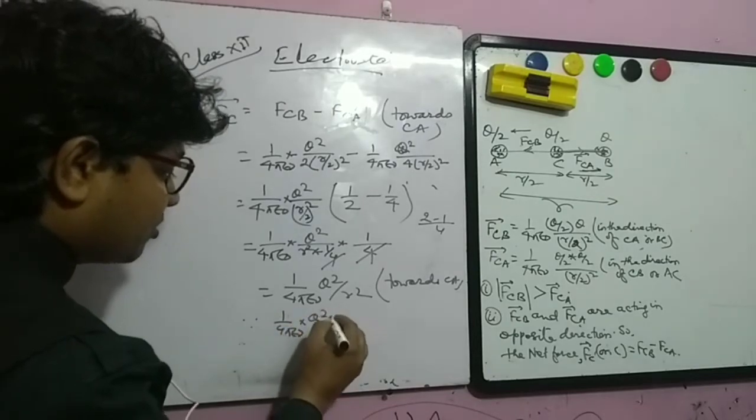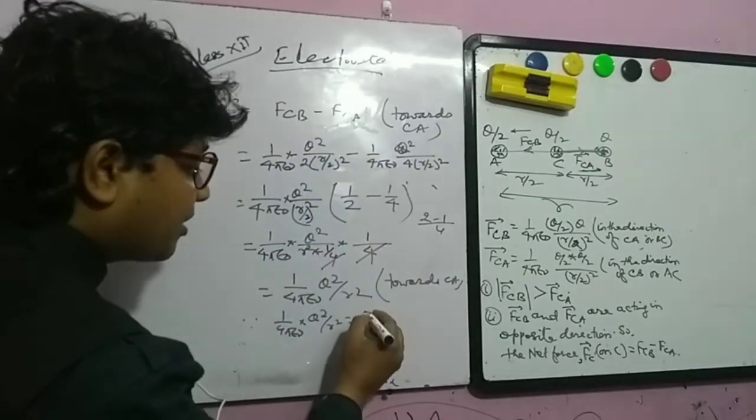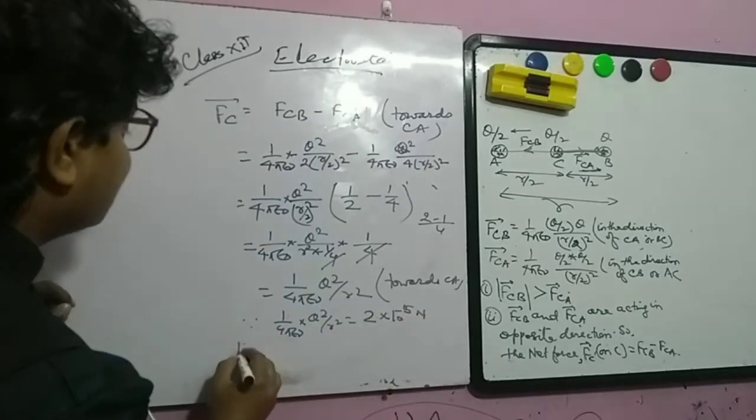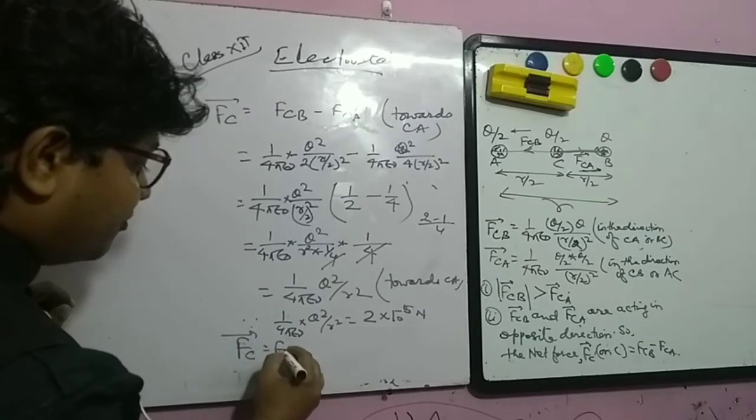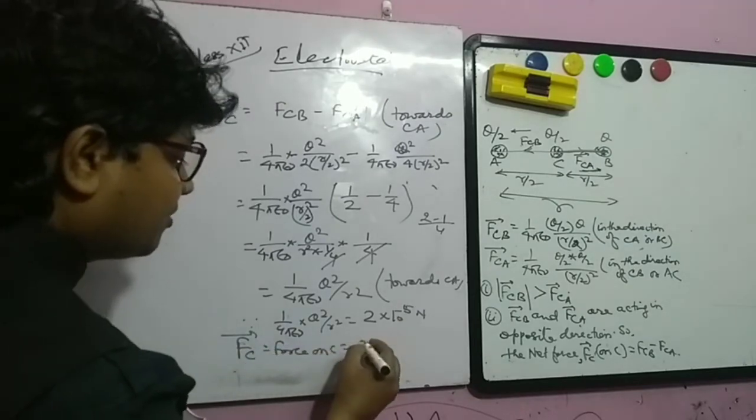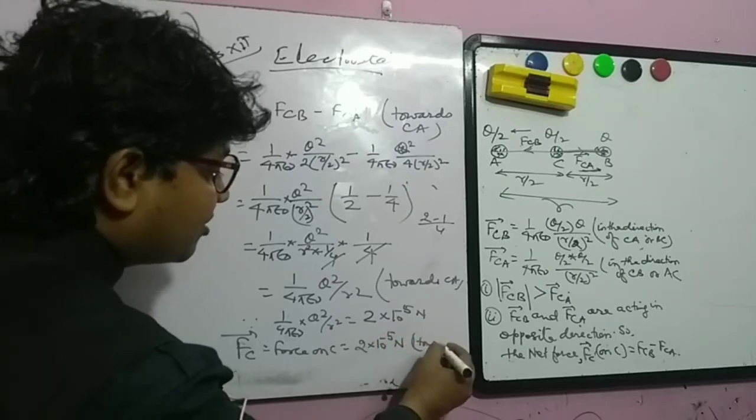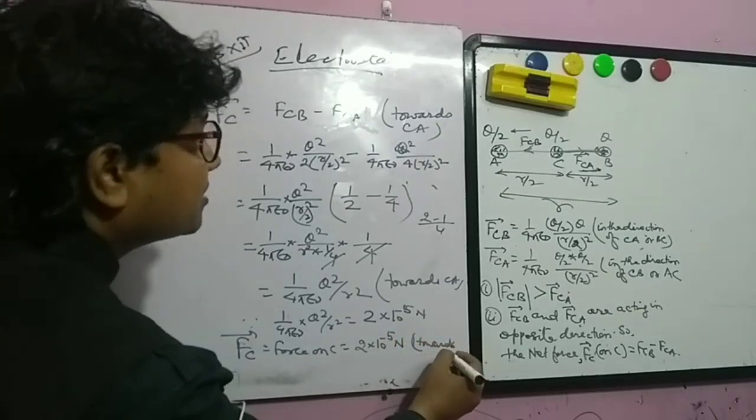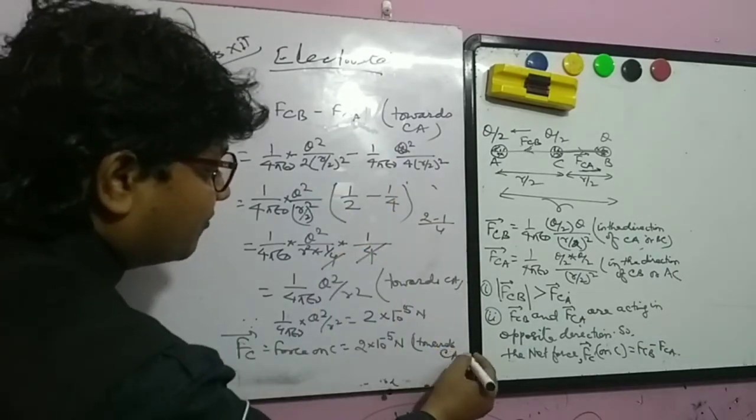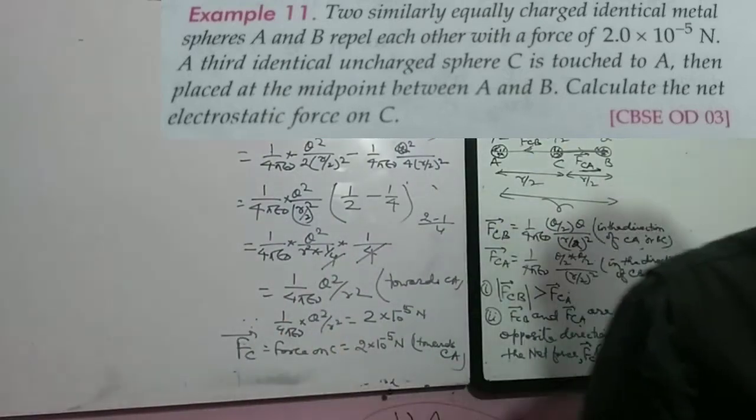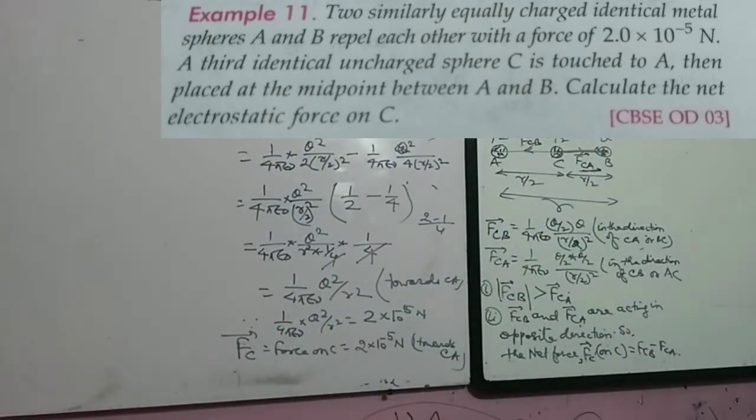So this net force is 1 upon 4 pi epsilon naught into q square by r square, which initially we have got as 2 into 10 to the power minus 5 Newton. So the force on C will be equal to 2 into 10 to the power minus 5 Newton, in the direction towards CA. So this is the answer, and this is the process we follow to solve any type of problem, right? Any type of problem we can solve in this way. Okay, so we are moving on.